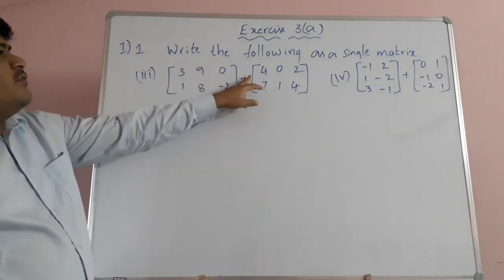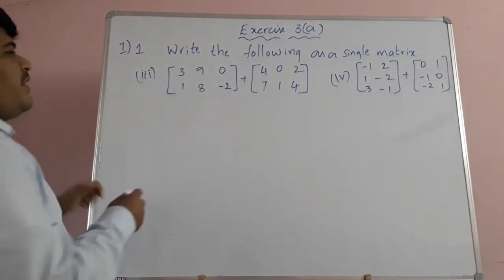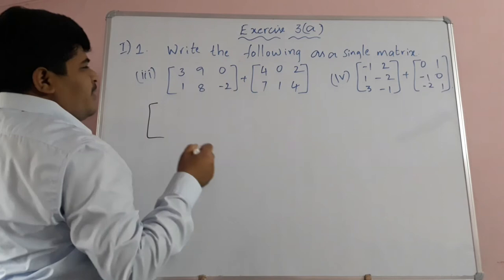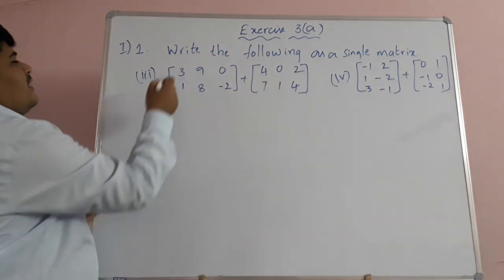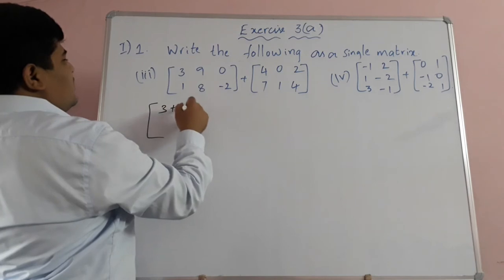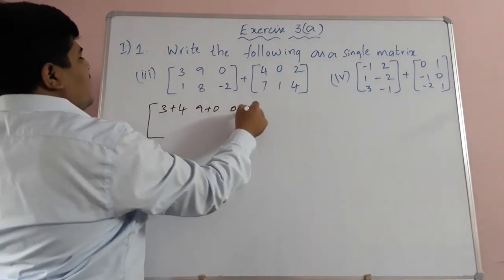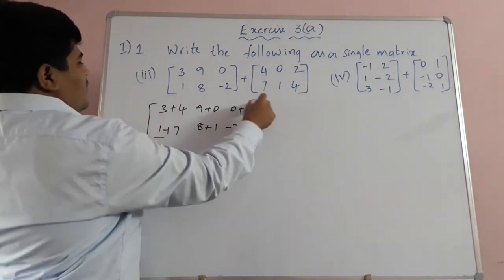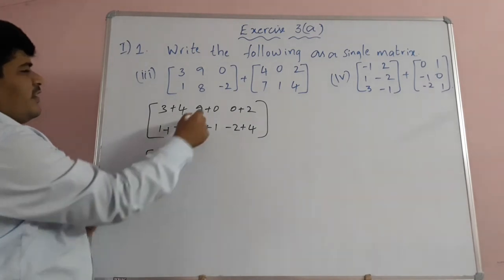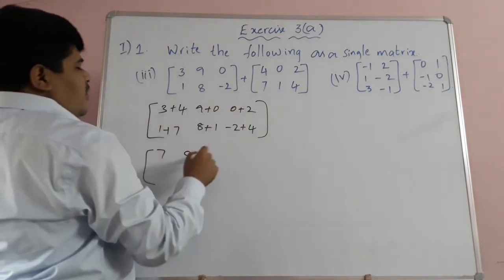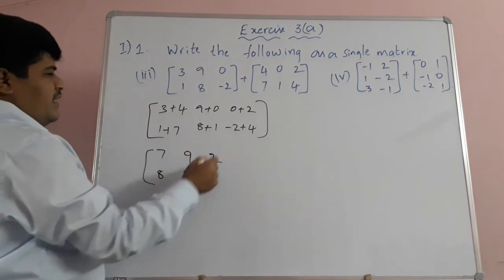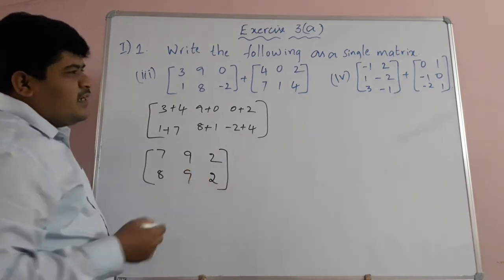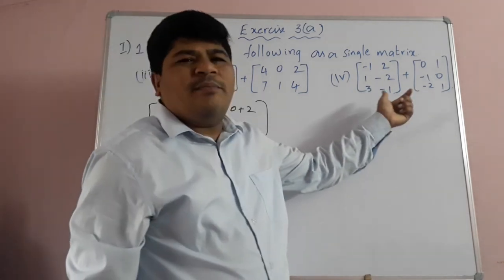Now let's see the third problem: 3 9 0 1 8 minus 2 plus 4 0 2 7 1 4. So we have to add all the corresponding elements. Its order is 2 by 3 and this is also a 2 by 3 matrix. Now, children, see: 3 plus 4, 9 plus 0, 0 plus 2, 1 plus 7, 8 plus 1, minus 2 plus 4. Now simplify. 3 plus 4 is what? 7. 9 plus 0 is 9. 0 plus 2 is 2. This is 8, 9. Negative 2 plus 4 is a positive 2, children. So we got the answer. In the same way, we can solve this fourth problem. Please try this fourth problem.